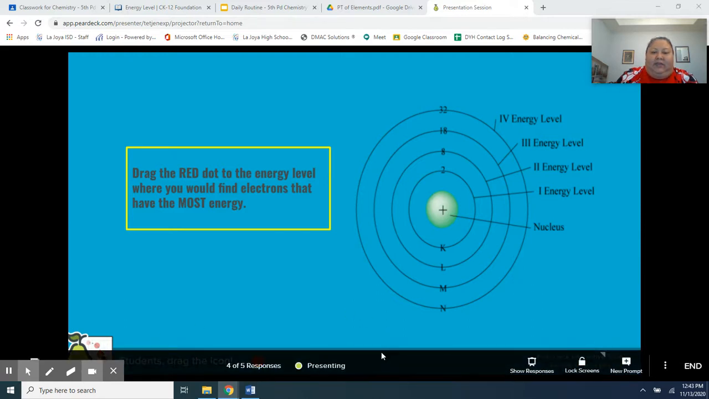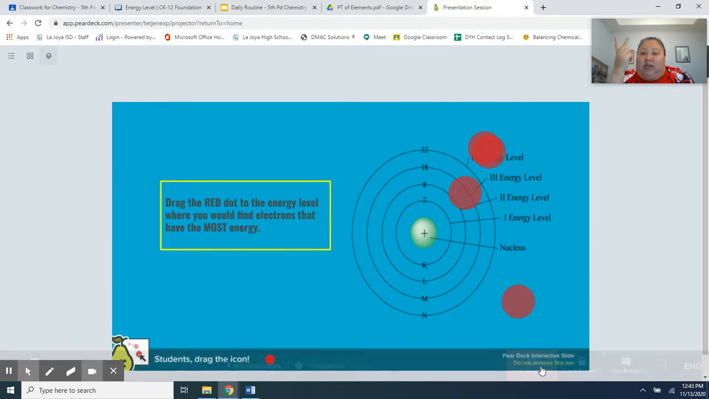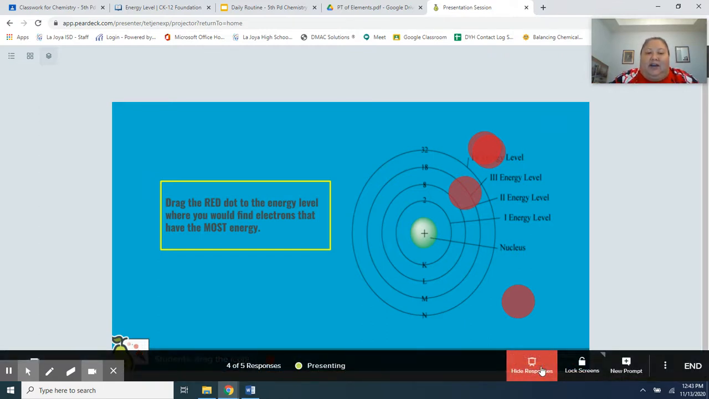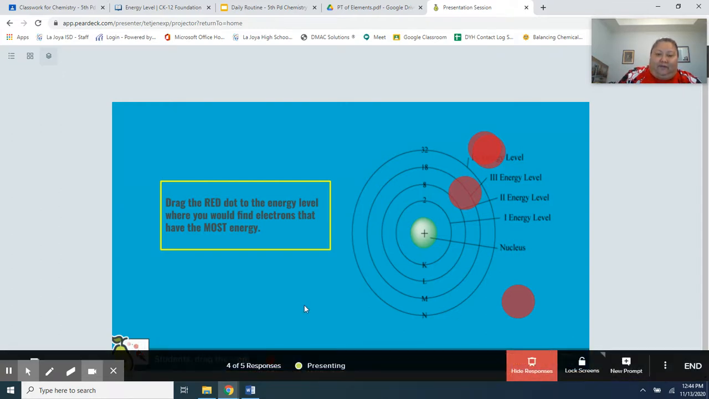If you want to join me in Pear Deck, there's your link. All right. Oh, look at this. I got 2 dots on energy level 4, 1 dot on energy level 3, and another dot that's somewhere other than the atom or the energy level. Are you ready? Energy level 4 is where you will find electrons with high energy. Very good. We got 2 students who chose the correct energy level. Energy level 4. Great job, guys.